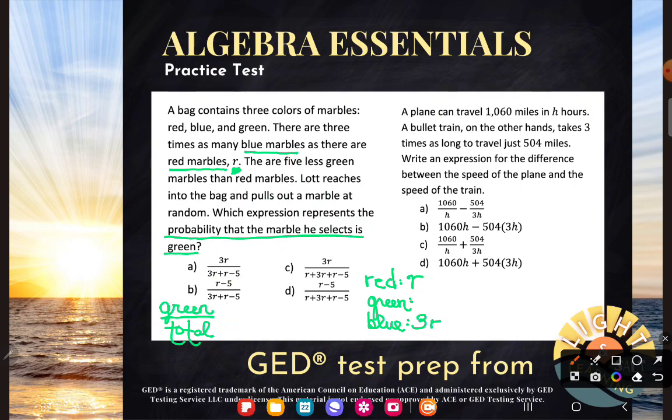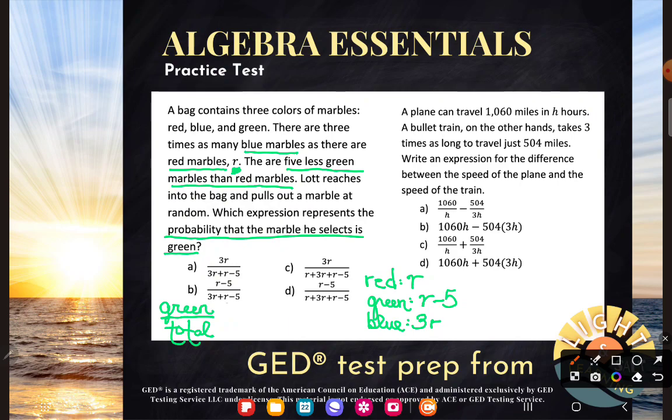Now, there are 5 less green marbles than red marbles. 5 less green marbles than red marbles. That means if I wanted to find the green marbles, I'd have to take the red, but then take away 5. All right. Okay, knowing that, we can really easily rule out 2 of these, okay?